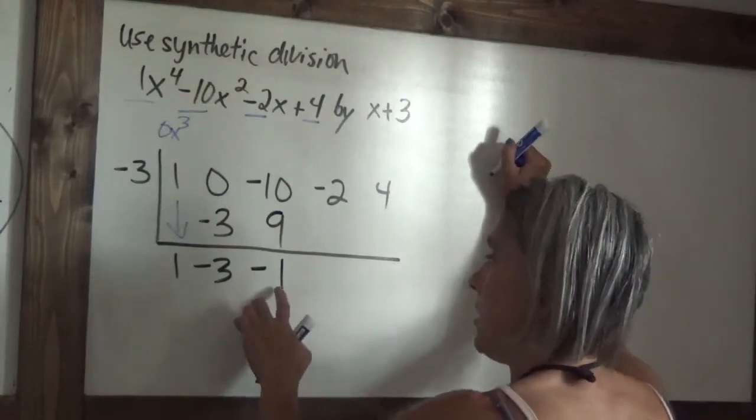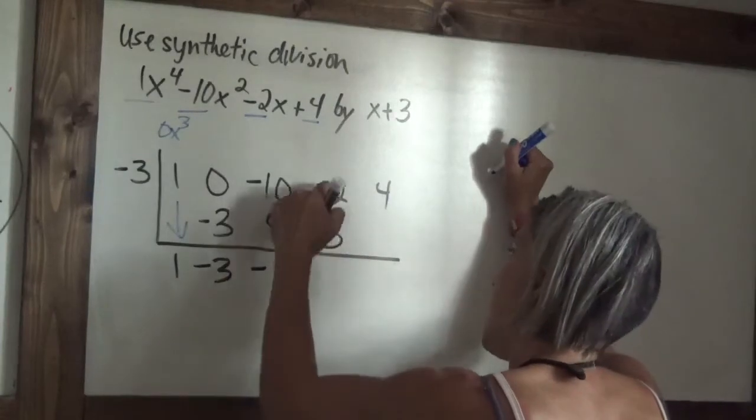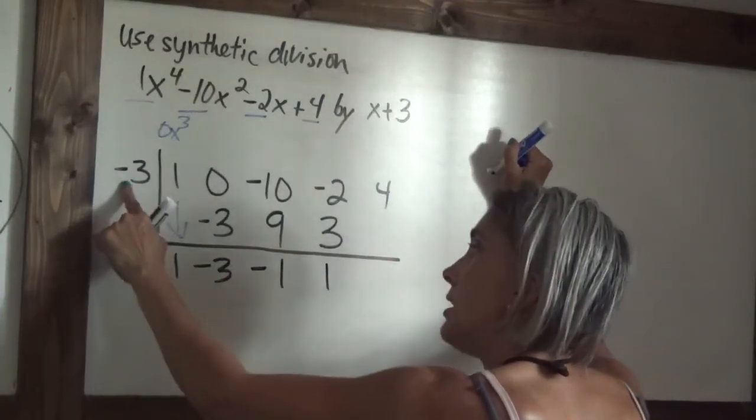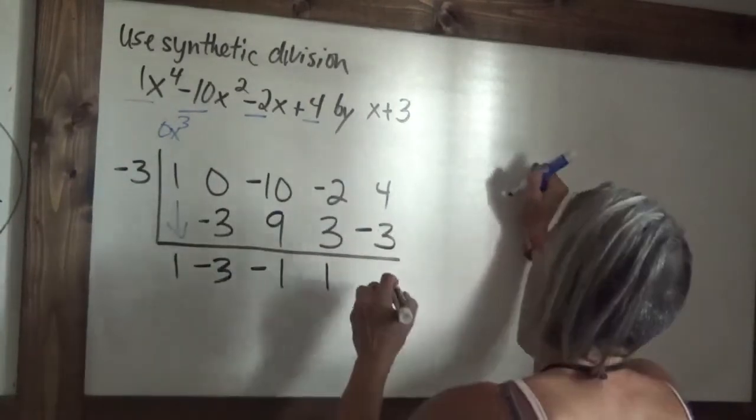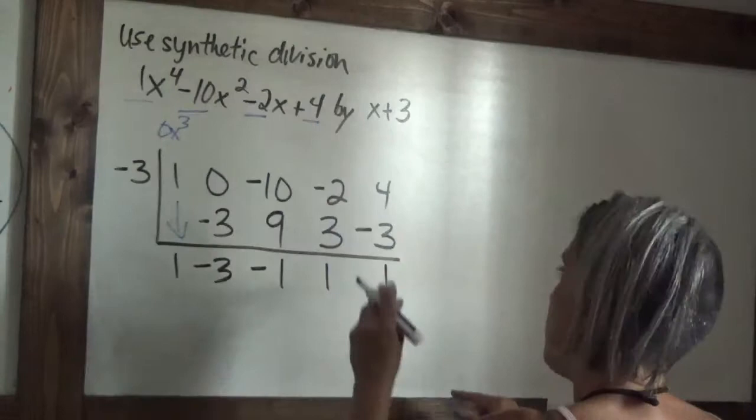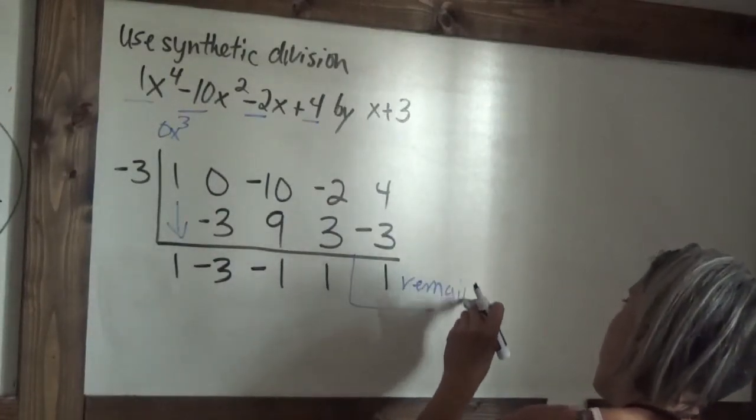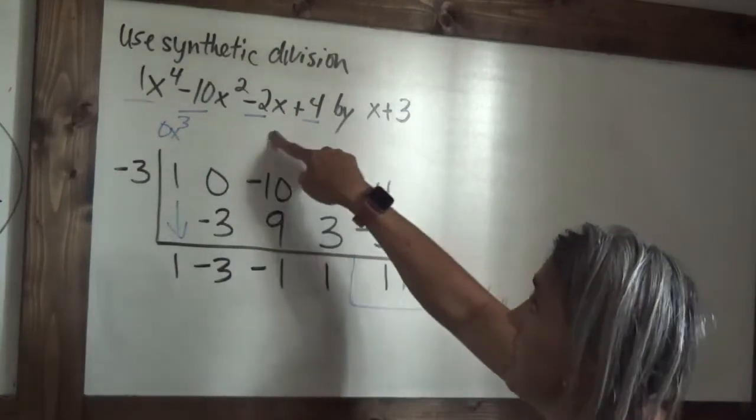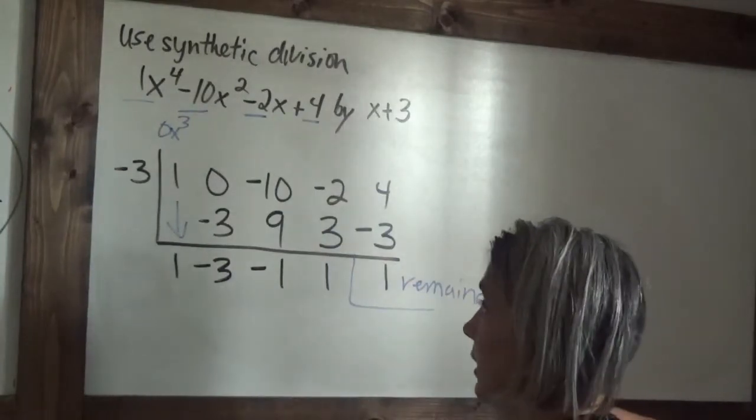Again, same thing. Negative 1 times negative 3 is 3. Add these together, I get 1. 1 times negative 3 is negative 3. Add these together, I get 1. And who remembers what this is at the end? This is my remainder. So that means x plus 3 is not a factor of this big polynomial because it doesn't divide evenly.